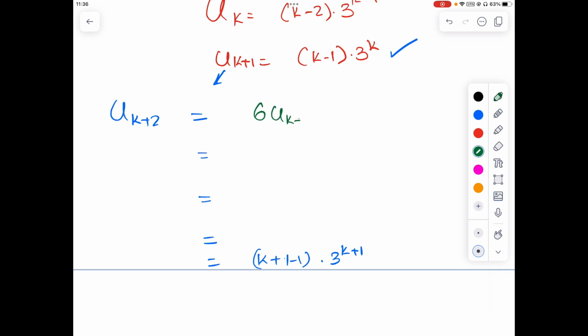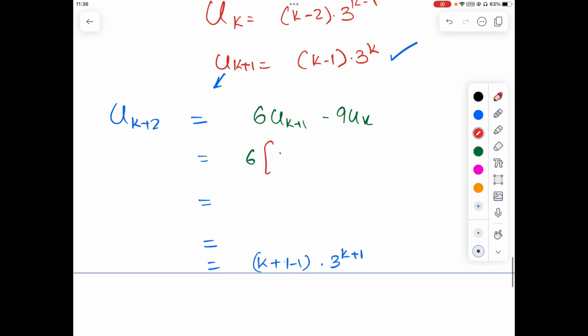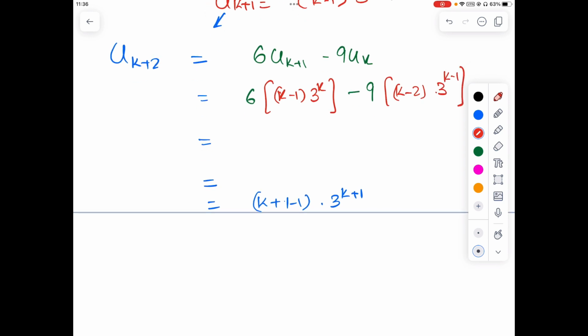6 u_{k+1} minus 9 u_k. So 6 times u_{k+1}, what is that? (k minus 1) times 3^k, minus 9 u_k. What is u_k? (k minus 2) times 3^(k minus 1). So I plugged in the values of u_{k+1} and u_k. Now what am I going to do?